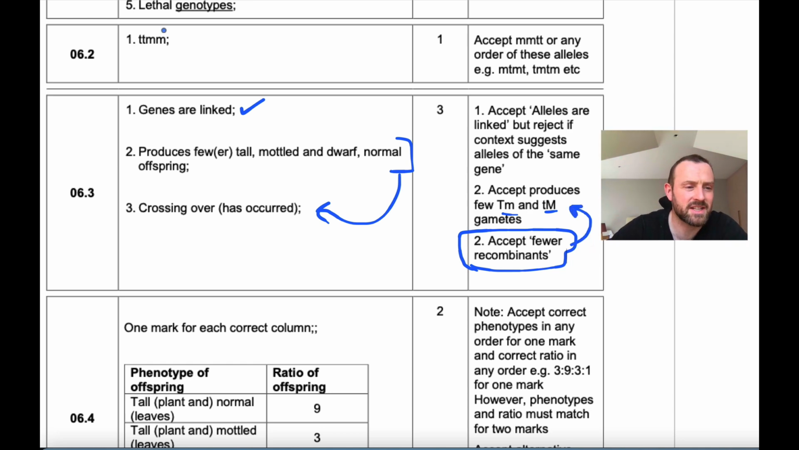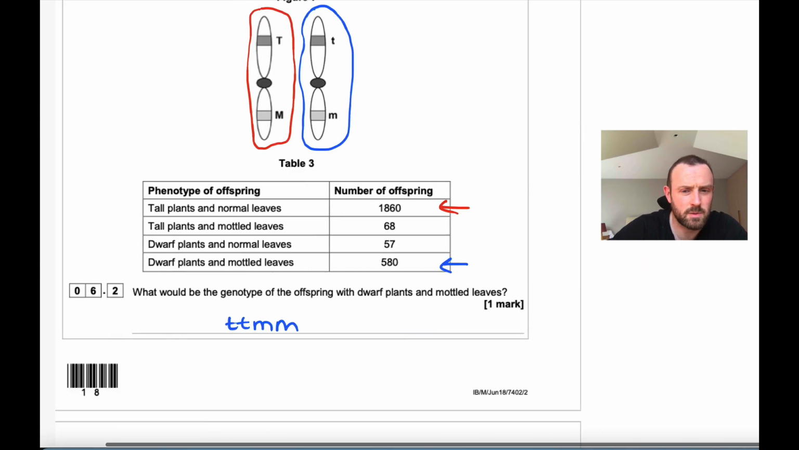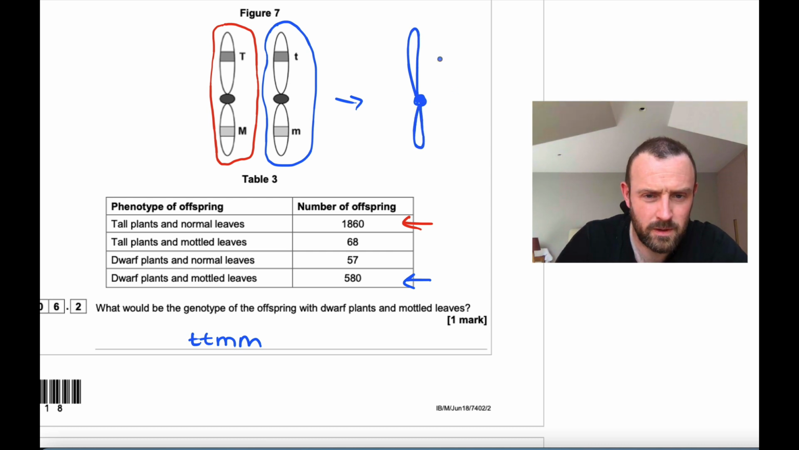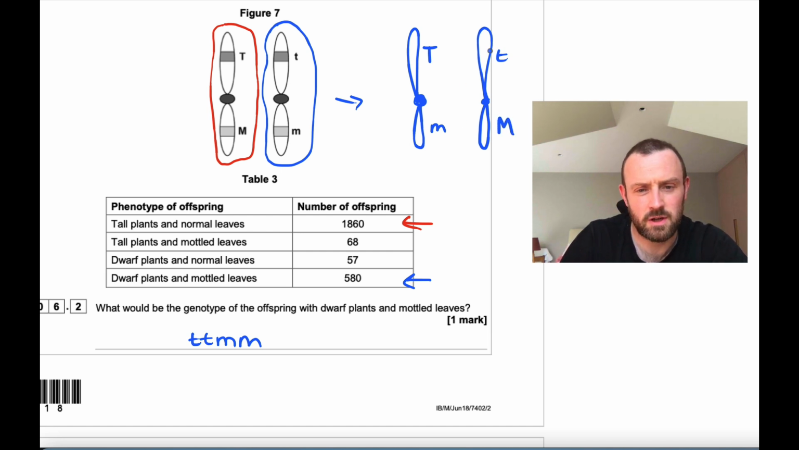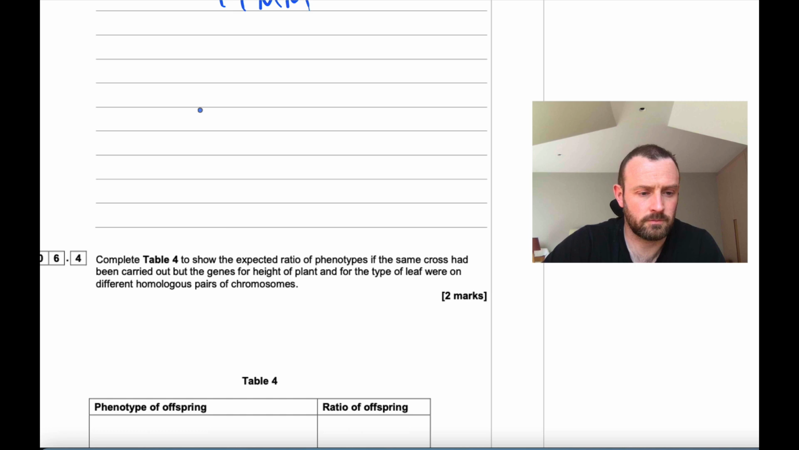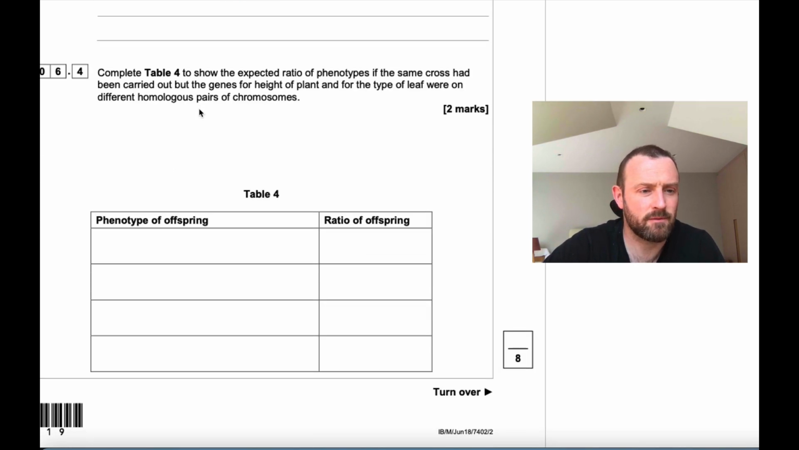So if crossing over has occurred, let's go back to this one, at any point between these two gene loci, then you could get a chromosome that looks like this, with, let's say, a big T and a little m. And of course, if crossing over did occur like that, then the other chromosome that you would get would have a little t and a big M, because crossing over has exchanged versions of the alleles, and these would be called recombinant chromosomes. Recombinant gametes.